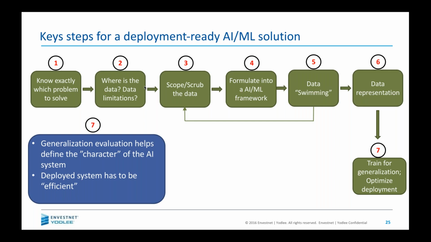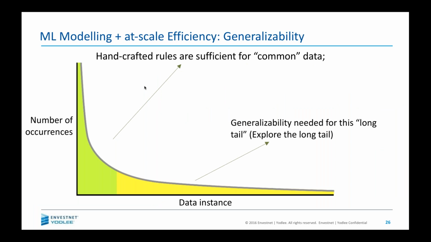Okay, so now very quickly, let's move to the seventh step in this, which was how do you get the system to be generalizable, and how do you get the system to be deployment efficient. So typically what happens is, so what you see here is the power law. X-axis is the data instance, y-axis is the number of occurrences. Typically have the 80-20 rule. 80% of your data falls within 20% of nuances, and the rest is what we call the long tail.